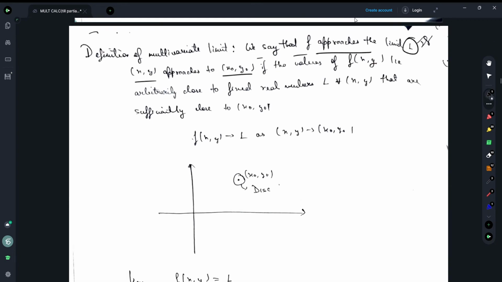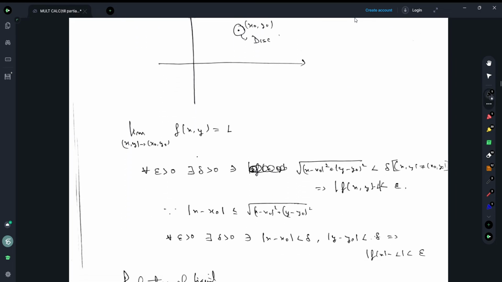Okay, and the other thing is that the path is basically the region. Here you have to take a region in the form of a disk itself. So it is not very complex, very simple. If you already understand the concepts of limits of a single variable function, it is very easy to understand the concepts of a limit of a multivariable function.